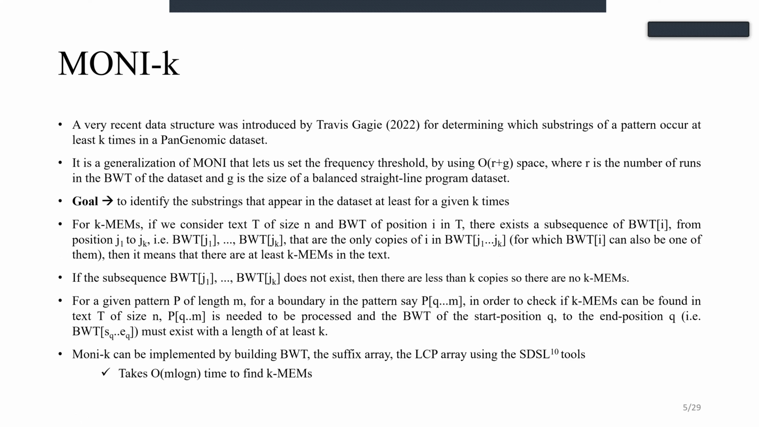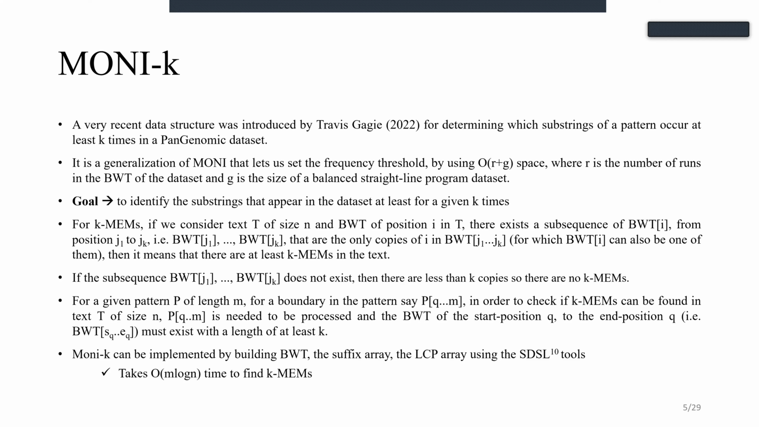So MONI-k was introduced by Travis Gagie very recently in order to determine what are the substrings of a pattern that occur at least k times in a data set. And it is a generalization of MONI that lets us set the frequency threshold, and it uses O(r + g) space, where r is the number of run boundaries and g is the size of a balanced SLP. So its goal is to identify what are the substrings that, given a k, will appear in our data set.